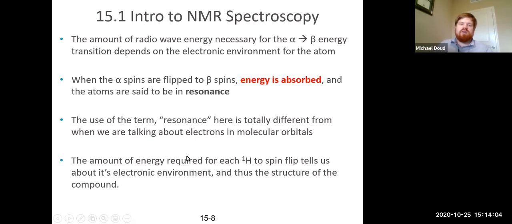And I already mentioned this here, but the amount of energy required for each proton to flip is going to tell us about the amount of electrons that are around it and its electron environment. And then we can use that to decode the structure of a compound.